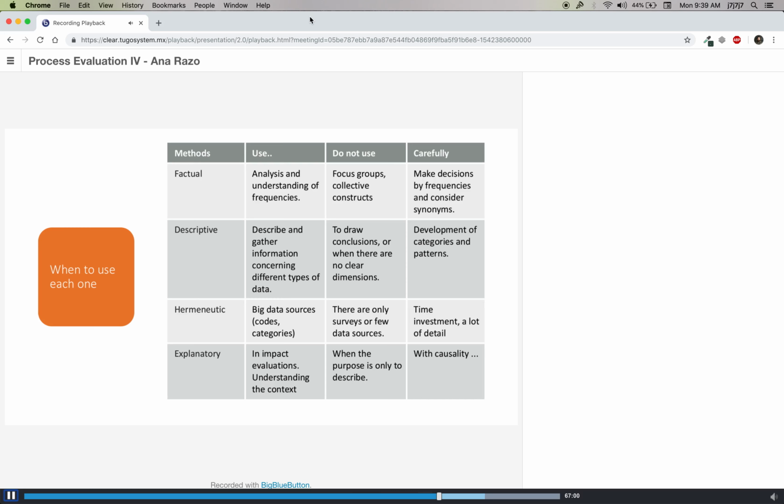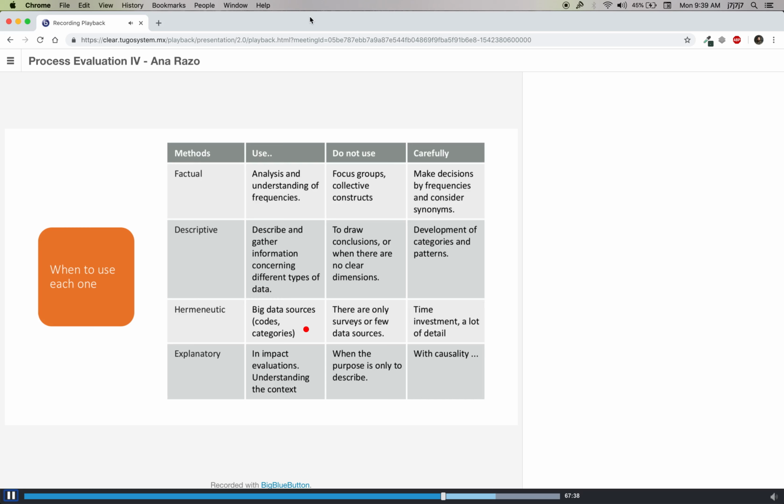So what happens with hermeneutic analysis? When do we use this? When we have a lot of information sources that is going to help us to have codes and categories, and that is going to help us to classify. For instance, we can classify information regarding the problems identified by the beneficiaries in the implementation of the program, or the opportunity areas, or the things that are not working. So we can have a set of categories and labels regarding the implementation of the program.